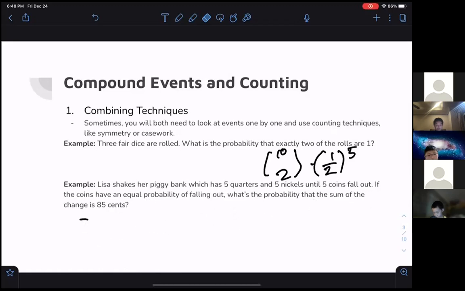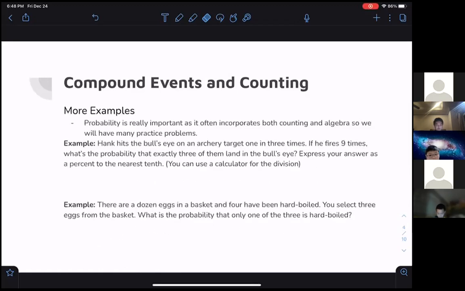All right, so moving on to the rest of the stuff for today, we have some more examples. Probability is very important as it incorporates both counting and algebra a lot, so we have many practice problems. And we have 2 examples. The first one: Frank hits the bullseye on an archery target 1 in 3 times. So there's a 1/3 chance he hits, and a 2/3 chance that he misses. If he fires 9 times, what's the probability that exactly 3 of his shots land on the bullseye?